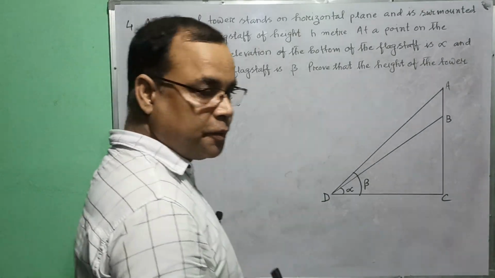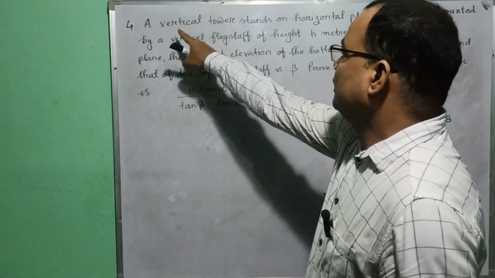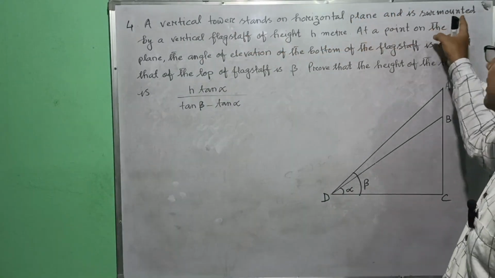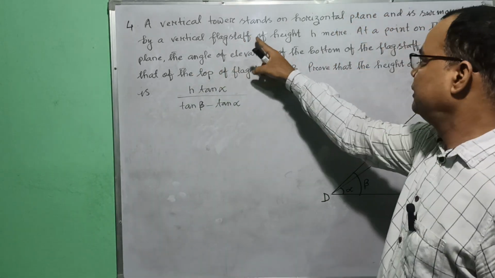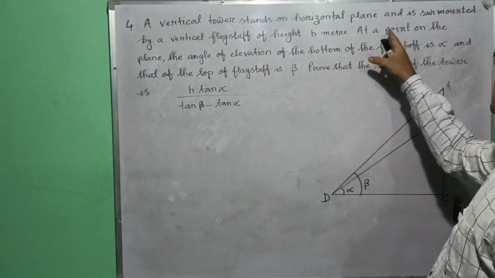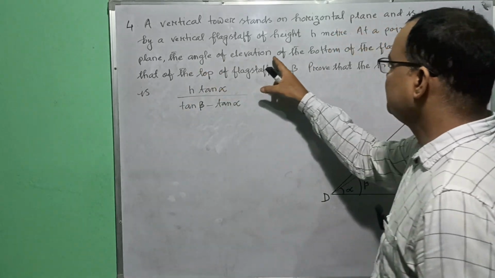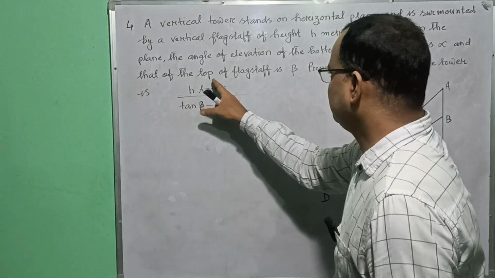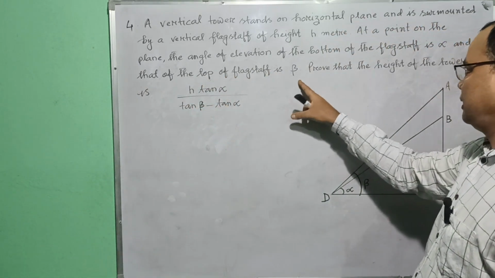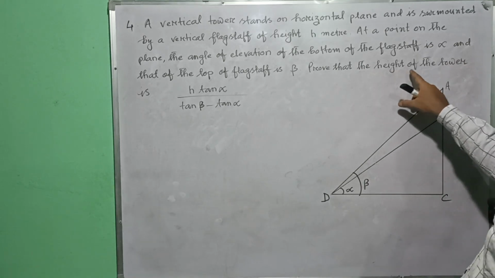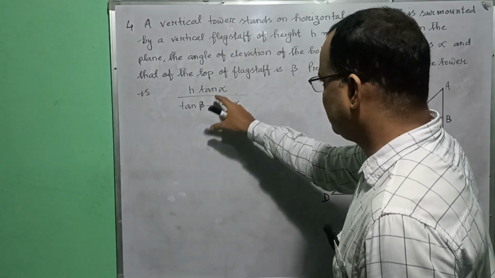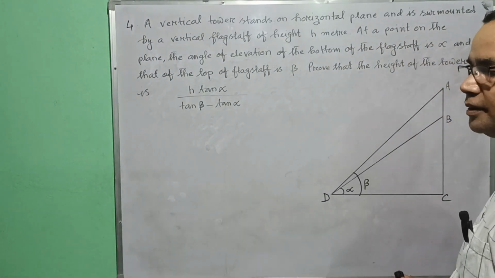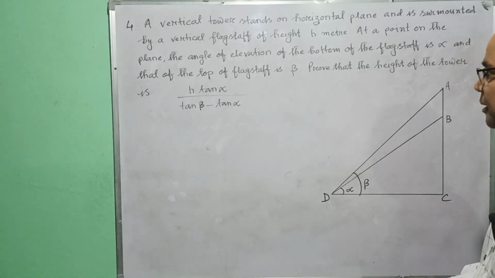In question number 4, it is given a vertical tower stands on a horizontal plane and is surmounted by a vertical flagstaff of height h meter. At a point on the plane, the angle of elevation of the bottom of the flagstaff is alpha and that of the top of the flagstaff is beta. We have to prove the height of the tower is h tan alpha divided by tan beta minus tan alpha.